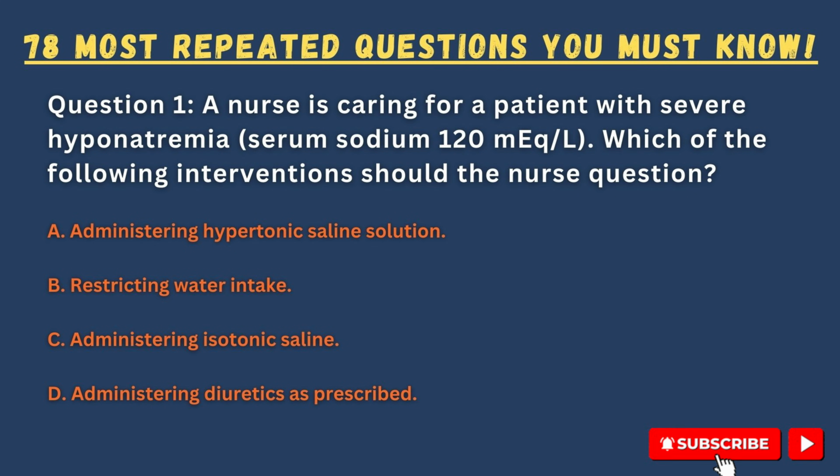Question 1. A nurse is caring for a patient with severe hyponatremia. Serum sodium 120 milliequivalent per liter. Which of the following interventions should the nurse question? A. Administering hypertonic saline solution. B. Restricting water intake. C. Administering isotonic saline. D. Administering diuretics as prescribed.